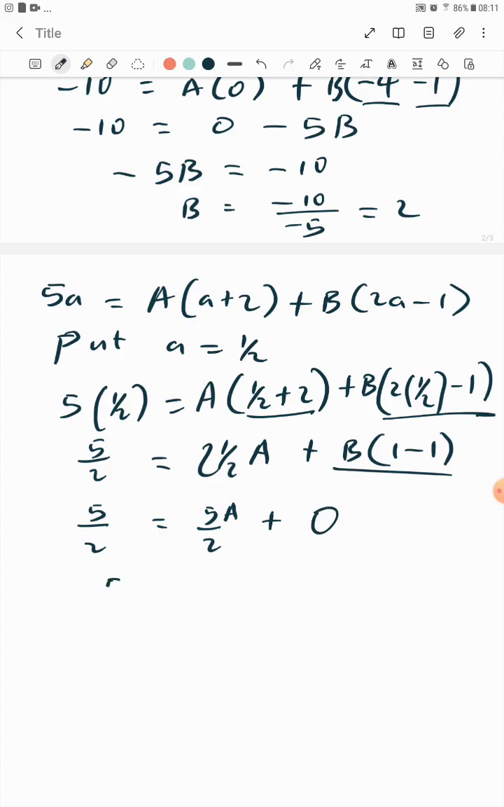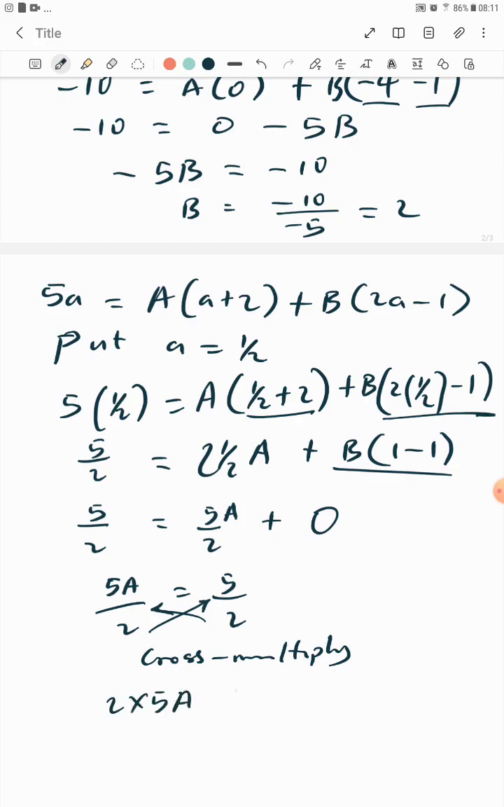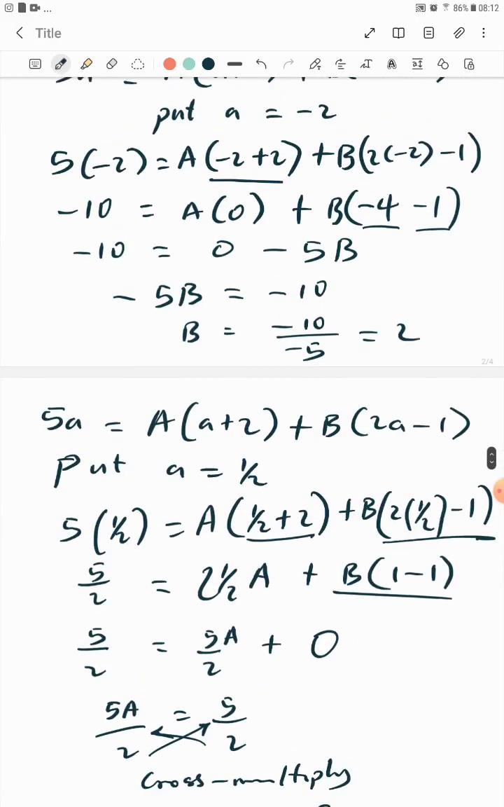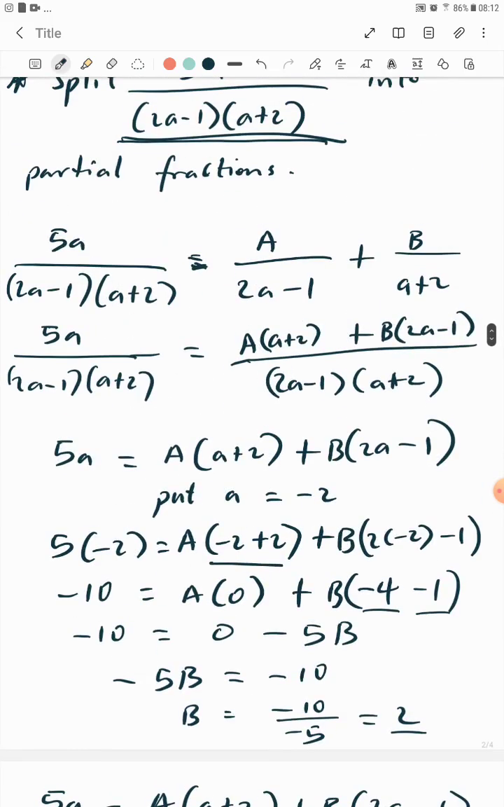And then we can say 5a over 2 equals 5 over 2. Let's cross multiply. 2 will come and multiply this, 2 come and multiply this. That will be 2 times 5a equals 2 times 5. That will be 10a equals 10. So that will be a equals 10 over 10 equals 1. So we know that our a is equal to 1, our b is equal to 2.